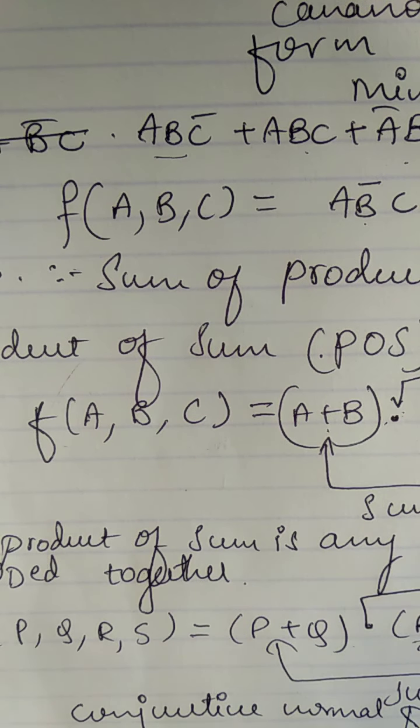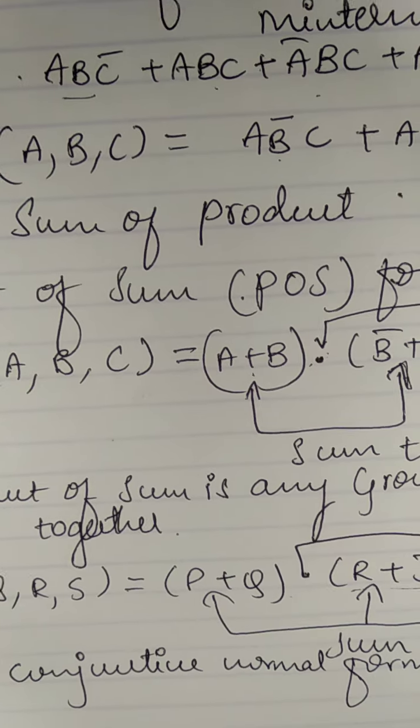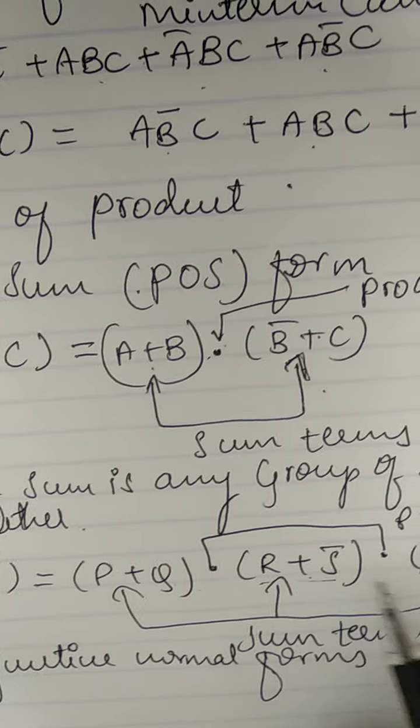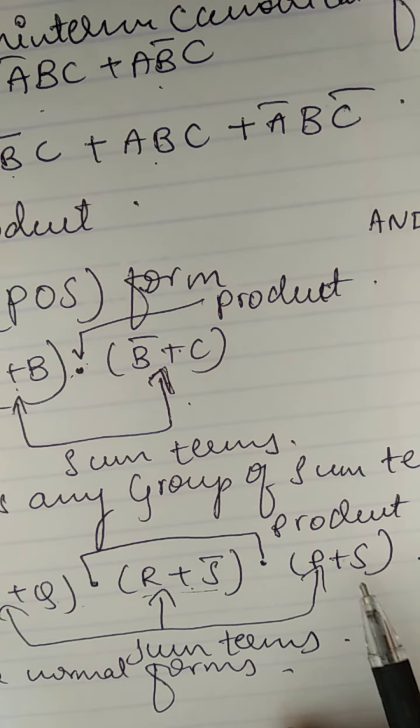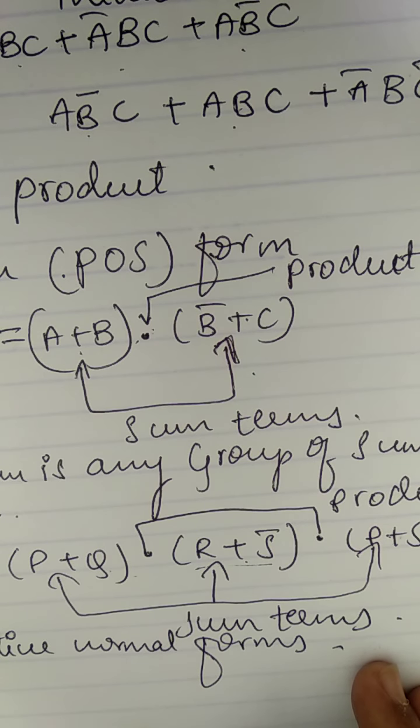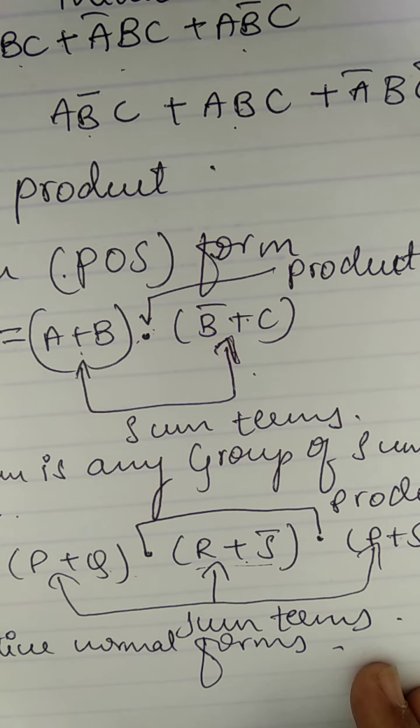That is, each product of sum consists of two or more sum terms which are ANDed together, and each sum term consists of one or more literals, that is, p + q, r + s', p + s, which are in complemented or uncomplemented form. So this is also known as conjunctive normal form.